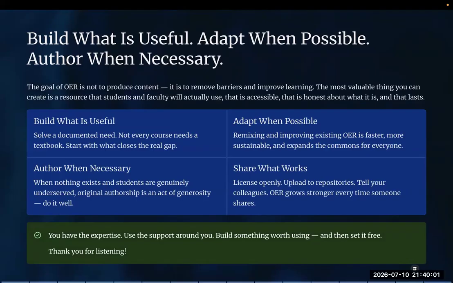So always, always, always, we recommend not authoring from scratch unless nothing exists. Those are going to be subject areas usually like CTE right now. It's middle of 2026. We're still struggling with OER related to things like biotech and steel and automotive. Those are really hard to find. But if you're teaching a GE class, there's a lot of content that already exists for you. Build what's useful, adapt when possible, author only when necessary. It's going to take a lot of curating, regardless.